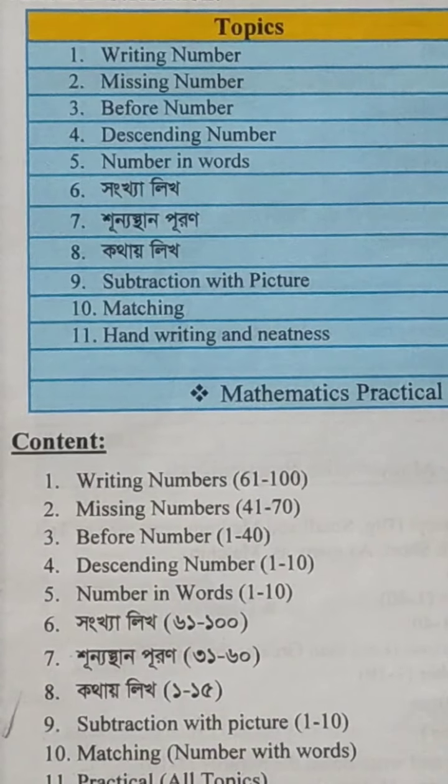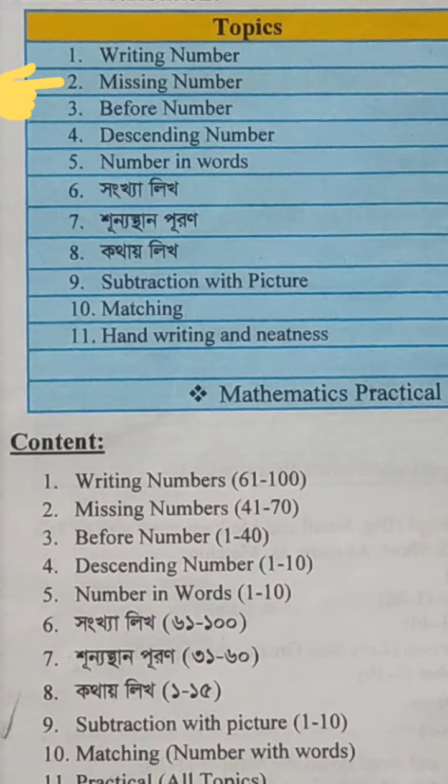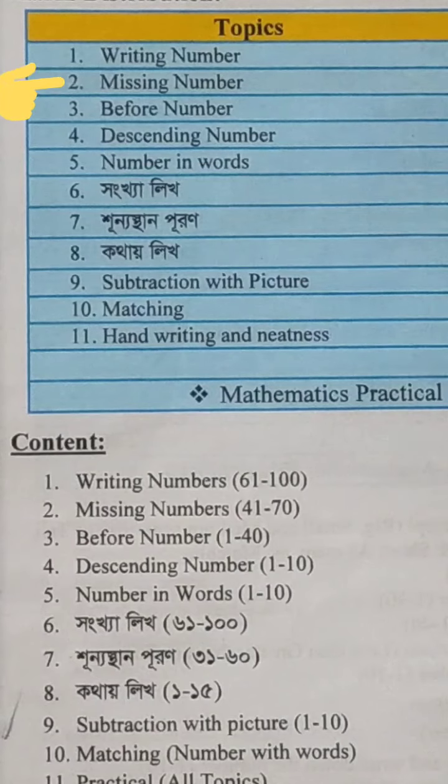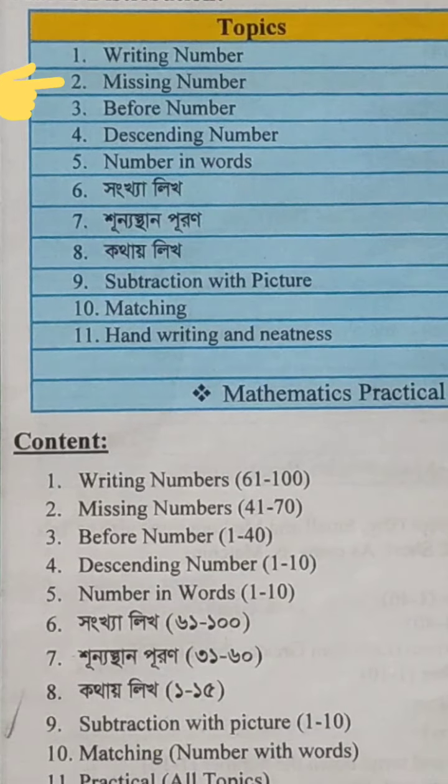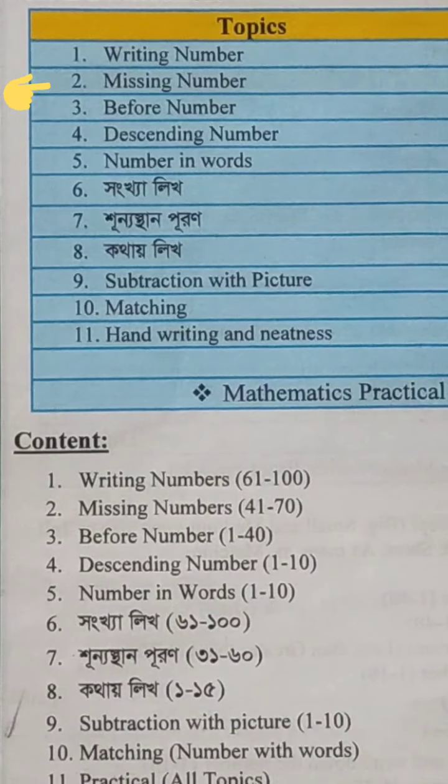Next one is number 2, missing numbers from 41 to 70. So, there will be some numbers from 41 to 70 with some missing numbers. You have to fill up the missing numbers. So, you have to practice these missing numbers.